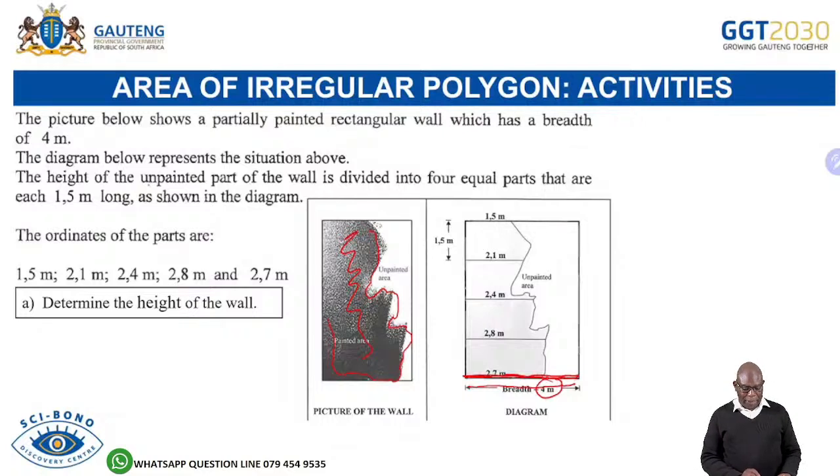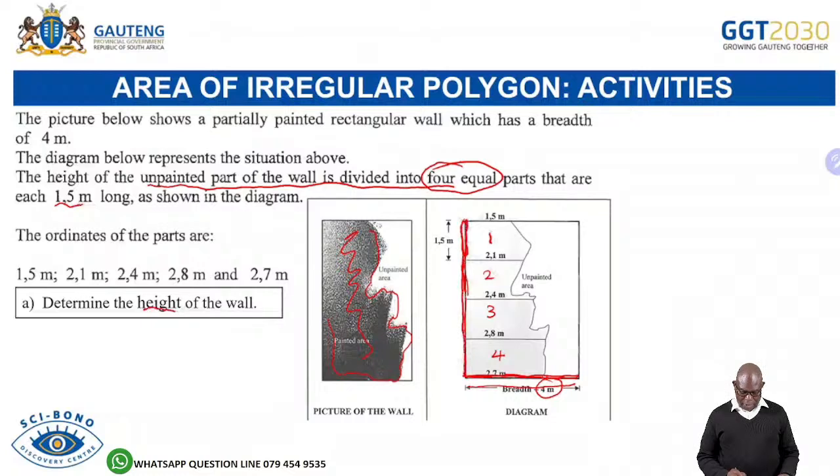The height of the unpainted part of the wall is divided into 4 equal parts. You see it's part 1, part 2, part 3, part 4, and each is 1,5 meters long, as shown in the diagram. From here it's 1,5, from here it's 1,5, from here it's 1,5, from here it's 1,5. Now they say determine the height of the wall. Remember, this is a wall, so the height of the wall.